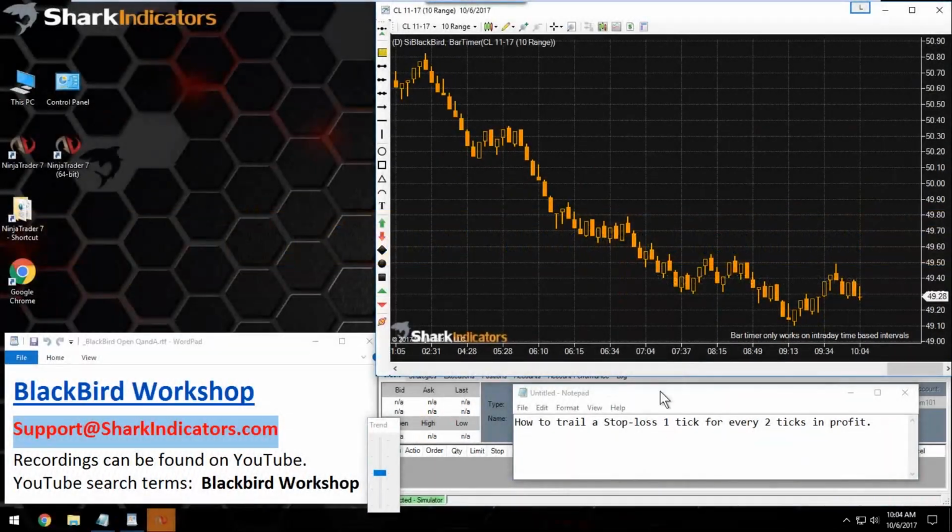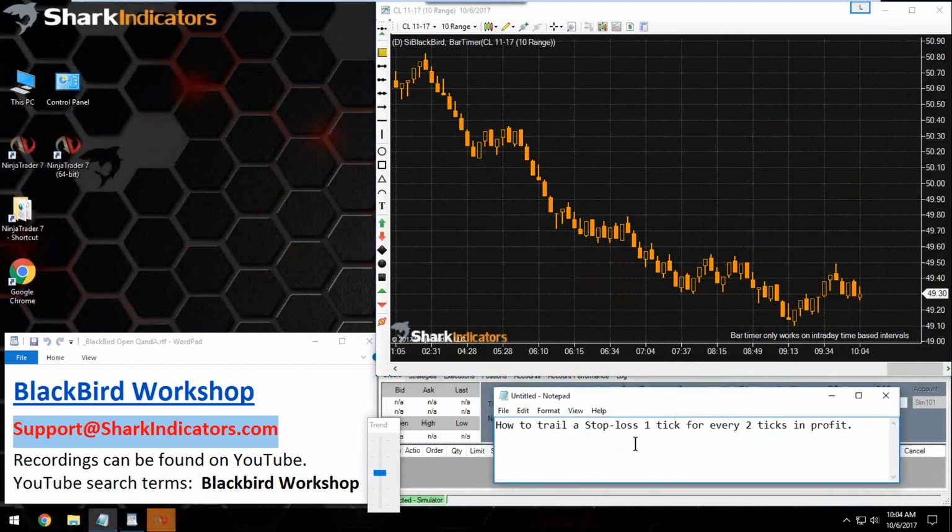Right, so the question is how to trail a stop loss 1 tick for every 2 ticks in profit. Now this is kind of a reverse way of thinking for stop losses. Typically, people tighten their stop loss as more profit is made. Right, so typically people would want to tighten their stop loss 2 ticks for every 1 tick in profit, once a certain amount of profit's made.